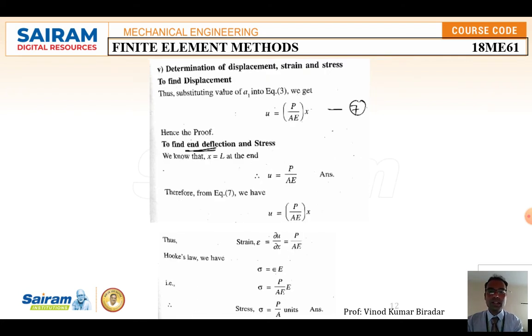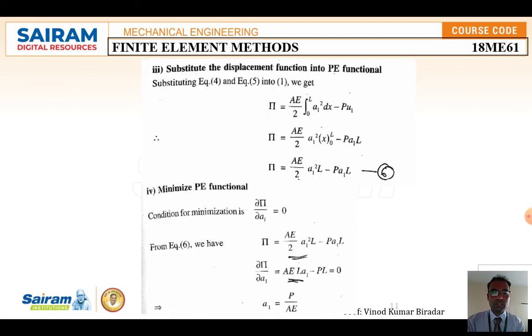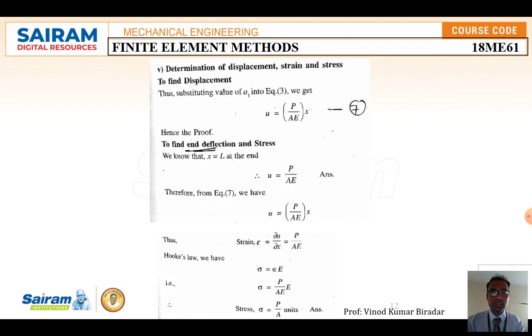So what is the last step? Determine the displacement, strain and stress. Substitute this A1 value in equation number 3. You are going to get U is equal to P by AE times x, which gives equation number 7. Hence we get the displacement at the middle. To find the deflection at the end, I substitute x is equal to L. You are going to get U is equal to P L by AE. So this is the answer you are going to get.